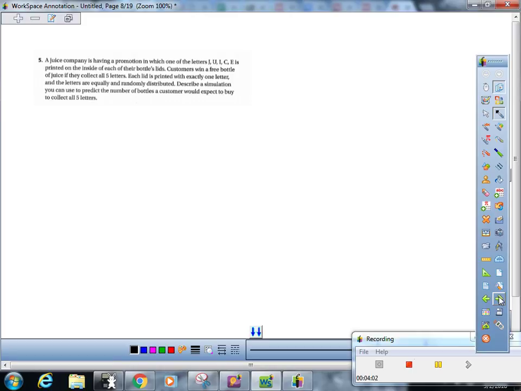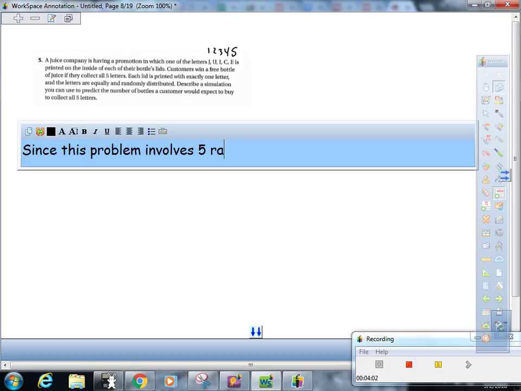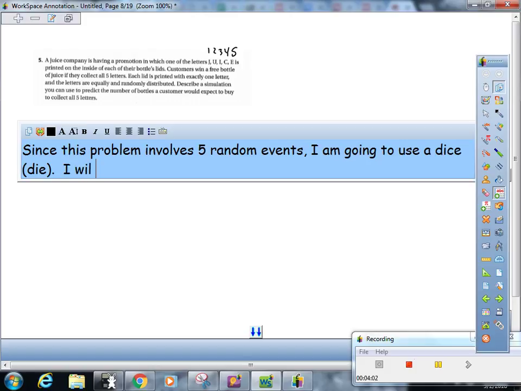There's infinitely many right answers for this question. There are also infinitely many wrong answers for this question. Notice we have 1, 2, 3, 4, 5. Since this problem involves 5 random events, I am going to use a die. I will consider 1 to be J, 2 to be U, 3 to be I, 4 to be C, 5 to be E.